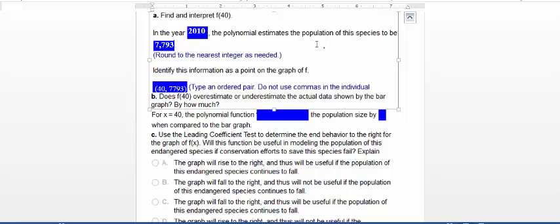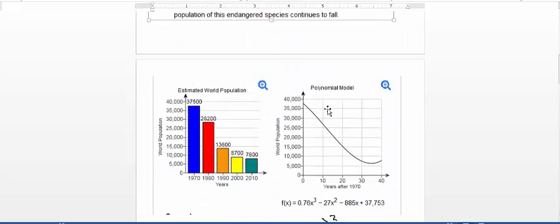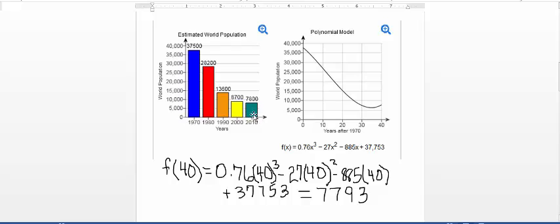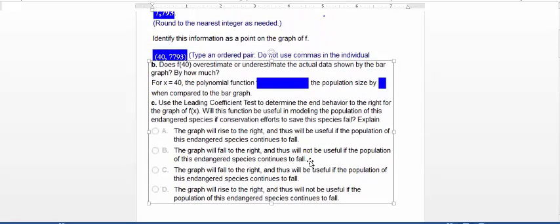So does f of 40 overestimate or underestimate the actual data shown by the bar graph? By how much? So if I look at the bar graph, I see the bar graph told me this population would be 7,800. And the polynomial told me it would be 7,793.